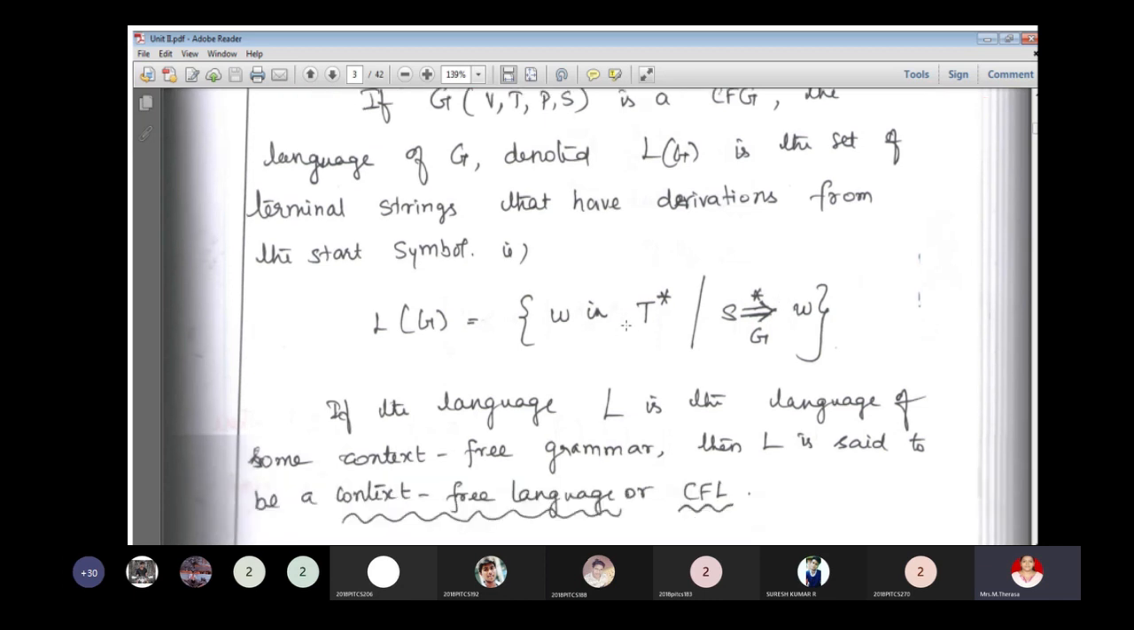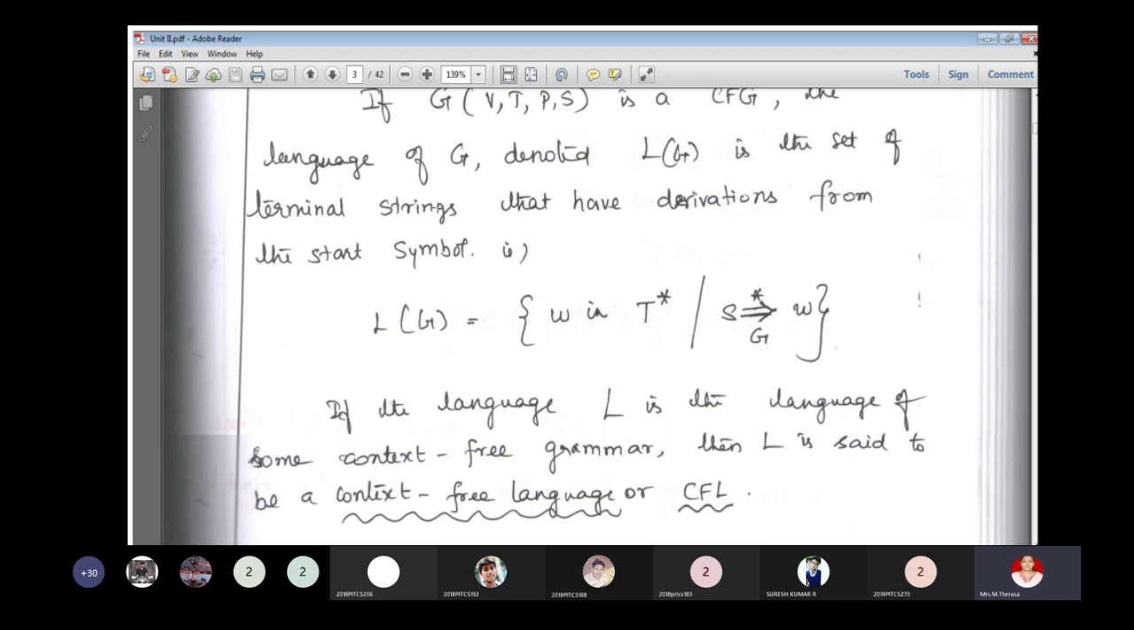Okay, if the language L is the language of some context-free grammar, then L is said to be a context-free language. If the language is derived from a context-free grammar, then the language is said to be a context-free language.